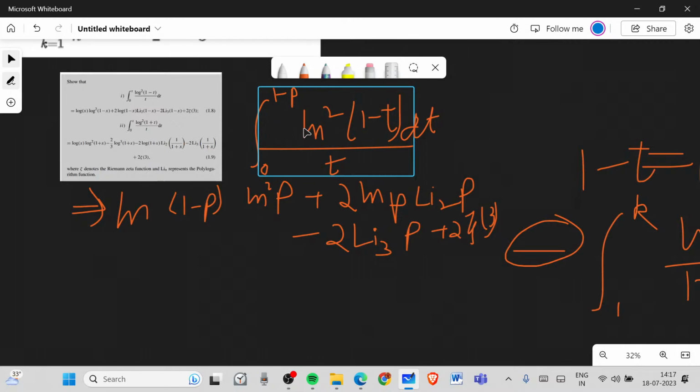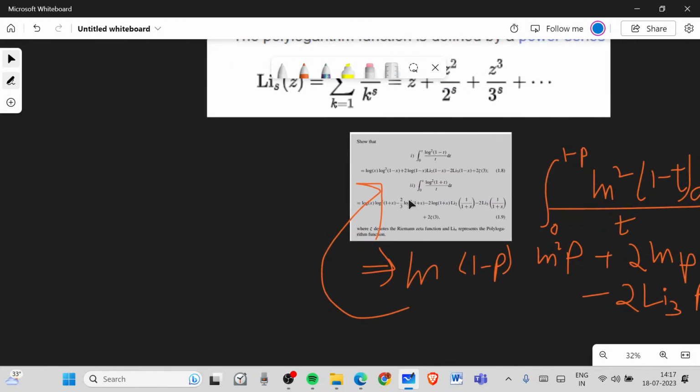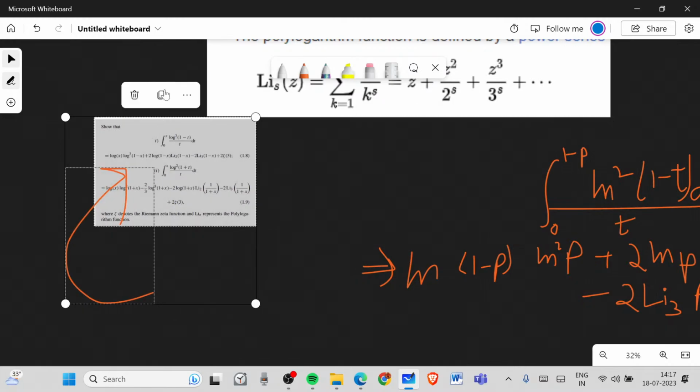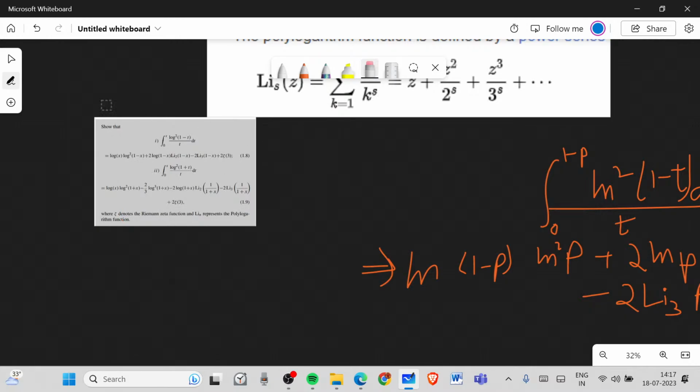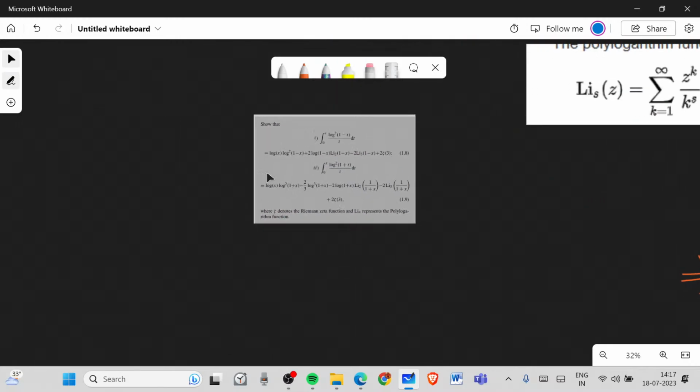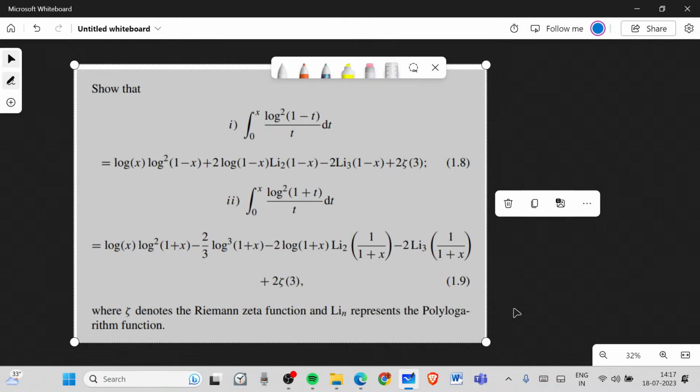So basically it's integral 0 to 1 minus p ln square 1 minus t by t dt, and this comes out to be this. Now putting p as 1 minus x again, we will get this thing. Now we have done the first part, and second part doesn't seem to be too difficult if we have done first part. So basically we will now try to take out second part using first part.